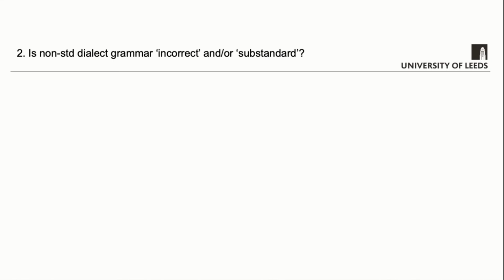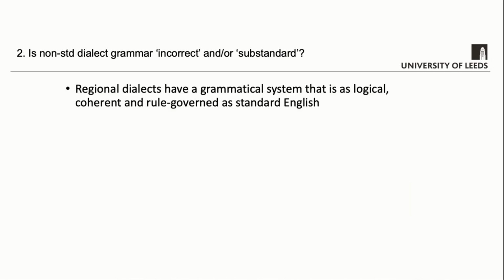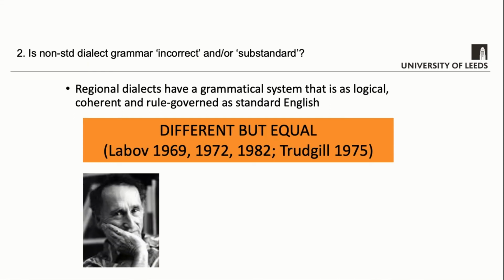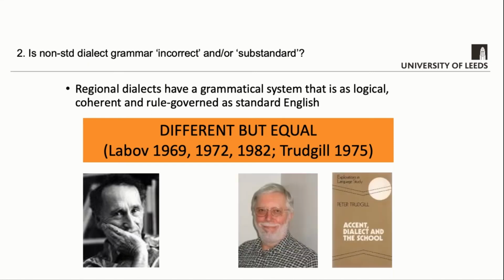So this example is just one amongst many that can show us that non-standard varieties like Teesside English have a grammatical system that is just as logical, coherent and rule-governed as standard English. These varieties are simply different from, but equal to standard English. Now, this was the position articulated by quite a famous sociolinguist called William Labov when he was defending African-American vernacular English in the US. And then it was later taken up by the British sociolinguist Peter Trudgill when he was defending regional varieties of British English.